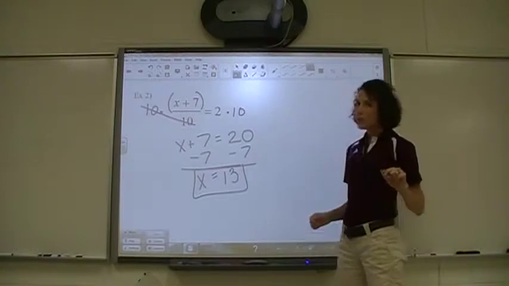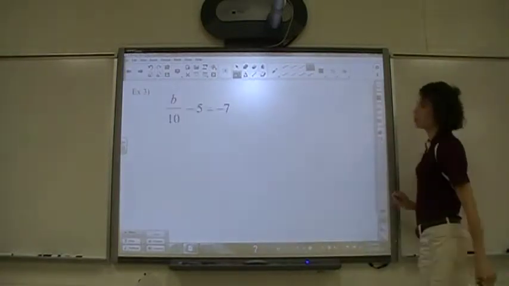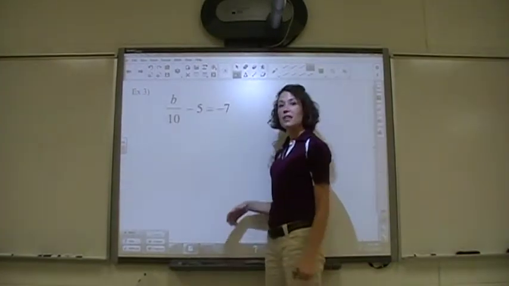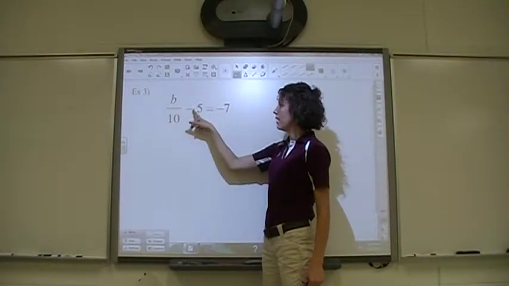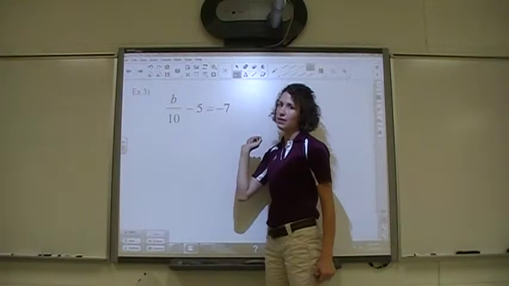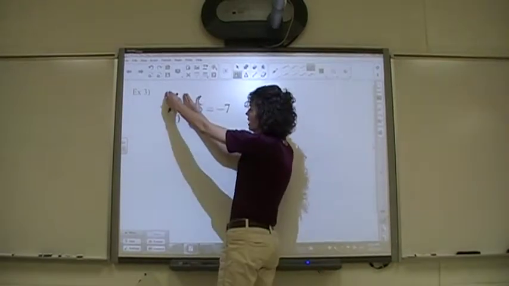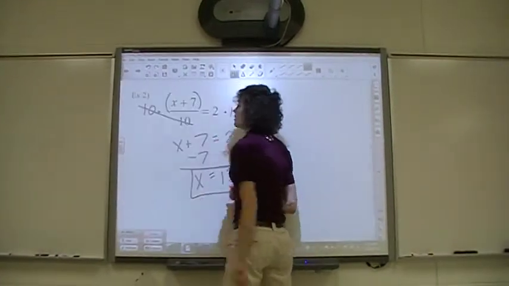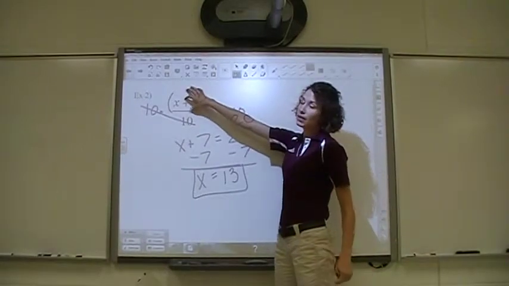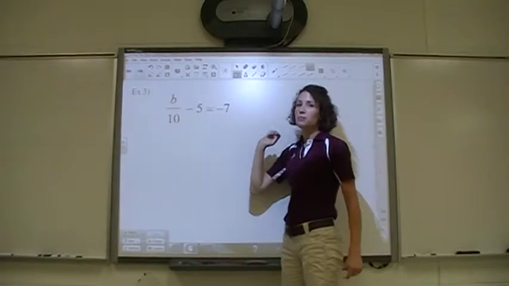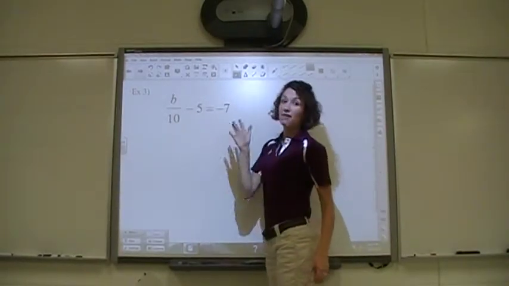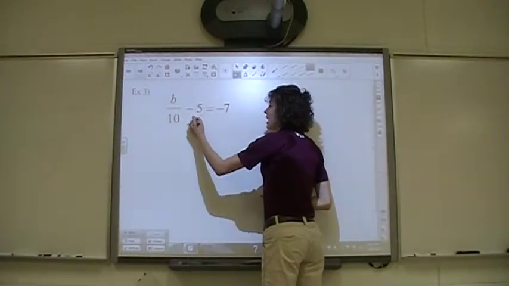I've got one more problem for you, and it's got another fraction in it, but this one's a little bit different because you just have b divided by 10 and then -5 equals -7. Now this is different because we just have the b divided by 10. In the example before, you have the whole quantity of x plus 7 divided by 10. So really what you want to do in this problem is get rid of the 5 first. So add 5 to both sides.